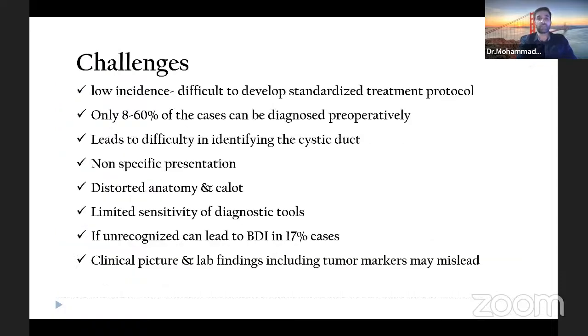What are the challenges we face with Mirizzi syndrome? It is a low incidence. There are no standardized protocols. Only 8 to 60% of patients can be diagnosed preoperatively. It leads to difficulty in identifying the cystic duct. There is no specific presentation; it can have any varied presentation. There is distorted anatomy and limited sensitivity of the diagnostic tools. If unrecognized, it can lead to bile duct injury. The clinical picture and lab findings, including tumor markers, may be misleading.